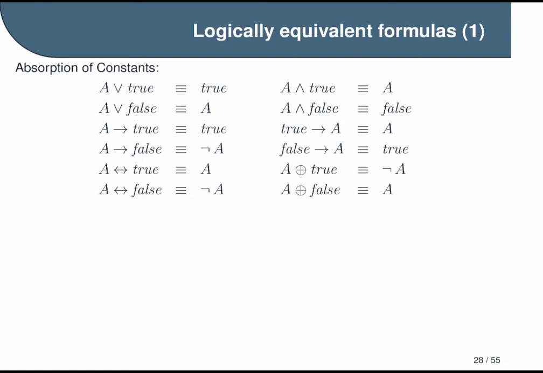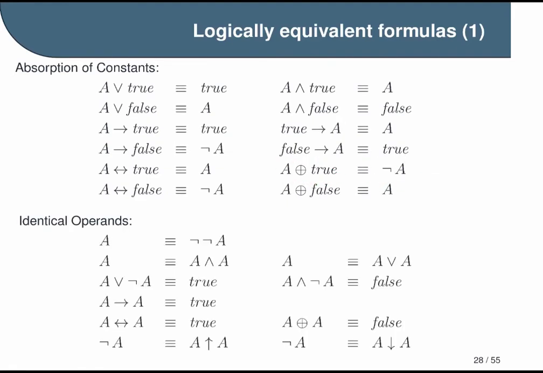There are a few handy ones you might not think of off the top of your head, such as simplifying A implies false to not A, or A XOR true to not A. The second half of this slide is similar in spirit to the first half, but it just shows you where you can eliminate or simplify redundant operators.